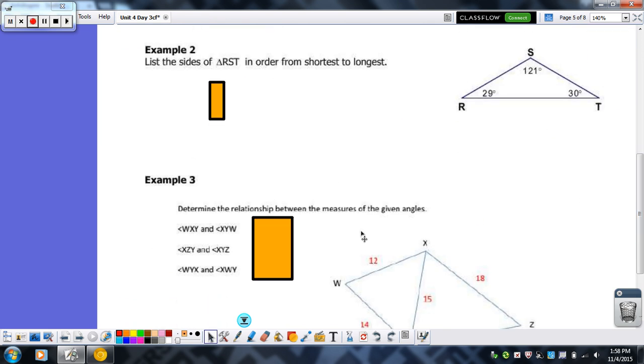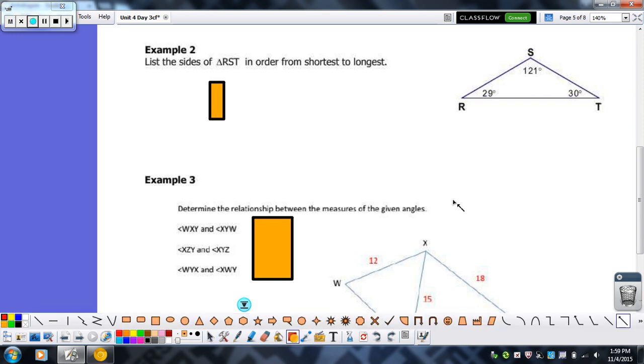Example 2 asks us to list the sides of triangle RST in order from shortest to longest. In order to find the shortest side, we have to find the smallest angle, and the smallest angle is across from the shortest side. Angle R is our smallest angle, which means ST, which is across from angle R, is going to be our shortest side.